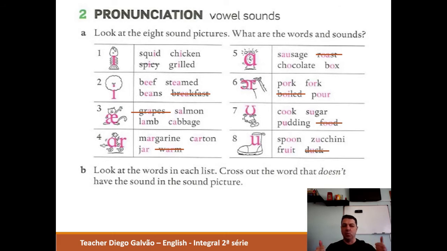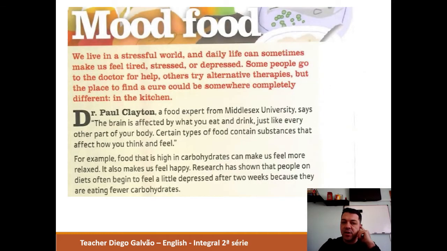Then we have a vocabulary related to that. You had the words, the pronunciation, so we are going to finish by talking about a reading activity. Take a look here. Mood food. I'm going to read the text with you. Pay attention to the paragraphs. If there is any word that might be not so common, I'm going to tell you what it means.